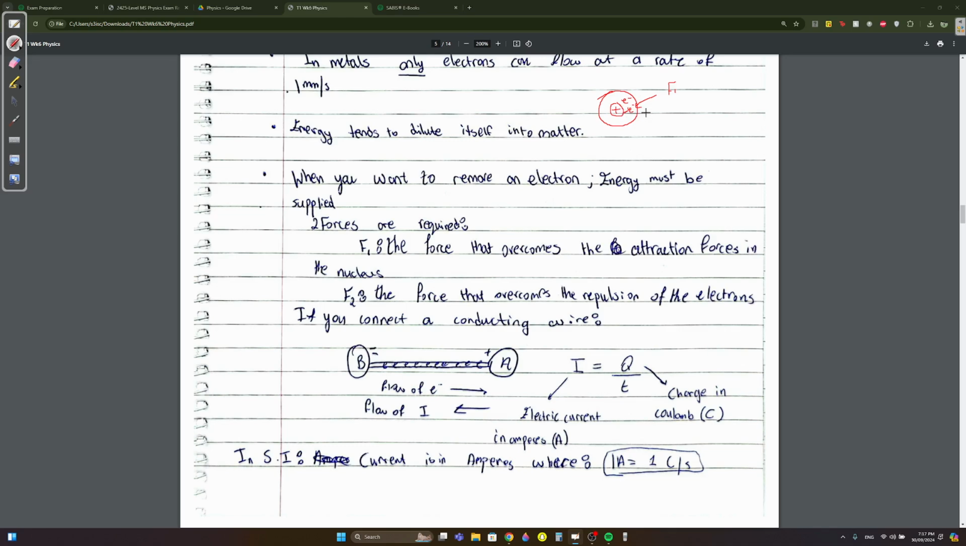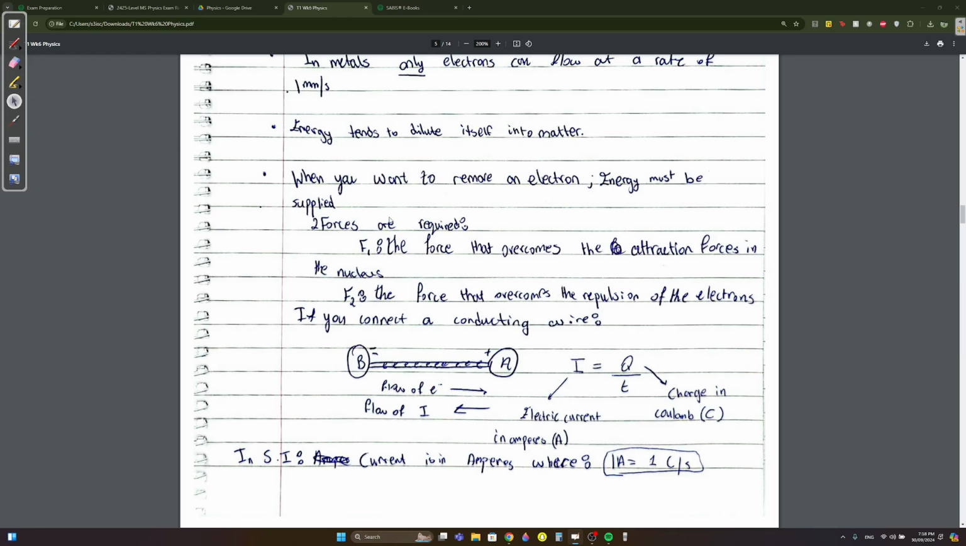Then there's also the repulsion of the electron. So if you want to remove the electron, you have another atom here. Right, you have another atom here, so you want to bring this electron here. Since you have these negative electrons that you're bringing here, there's going to be a repulsion force, right? It's going to be repelling it. So I also need another force F2 that overcomes this repulsion force to force it in and stick it into the atom.